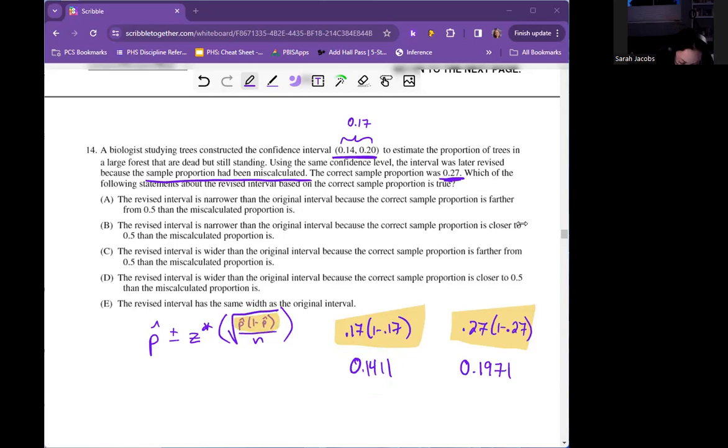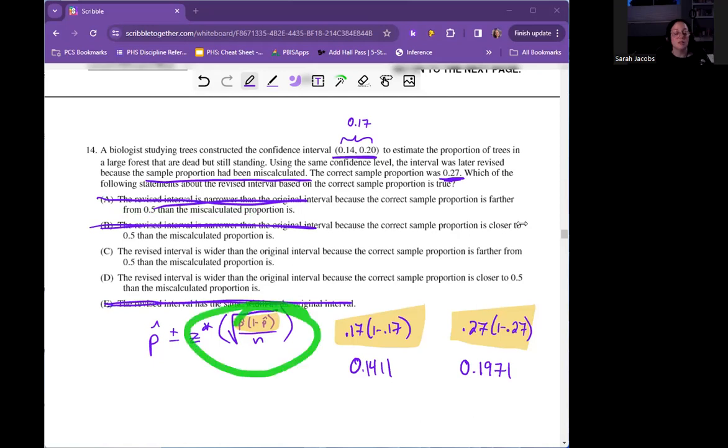So the revised interval is narrower? No, it's going to be wider. So we can get rid of anything that starts with is narrower because it's just not going to be true. And we can also get rid of E because it doesn't have the same width. That plus or minus is what determines the endpoints of your interval. So if you're adding and subtracting a larger number, it's going to make your interval wider. Okay. So let's look then at the difference between C and D.